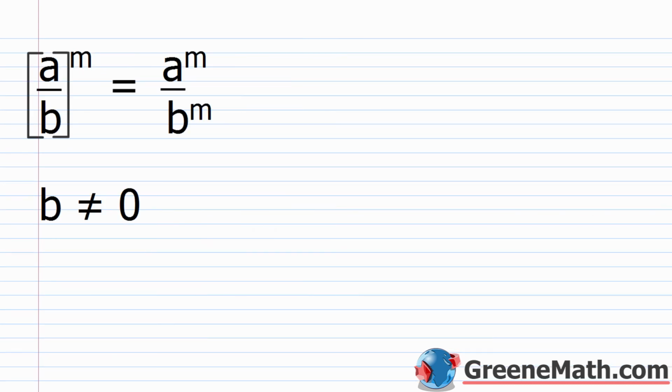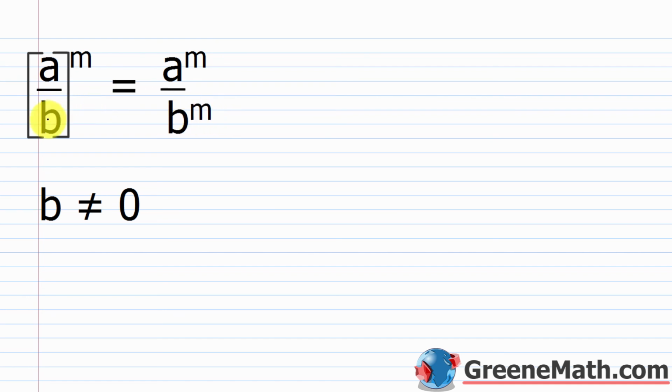All right, so let's take a look at our last power rule. So we have a over b. You can think of this as a fraction or division. Remember, those are the same. This is a divided by b, however you want to think about it. And this is raised to the power of m. Well, what we're saying is that this is equal to a, that numerator raised to the power of m, over b, that denominator raised to the power of m.